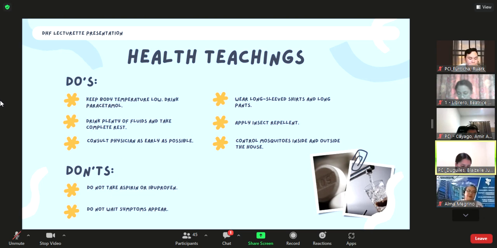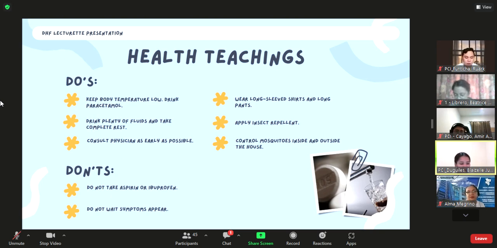For age less than 1 year old, we give 60 milligrams per dose. The tablet is 250 milligrams, so the dose to give is 1/4 of the tablet. Then for 1 year old to 4 years old, 60 to 120 milligrams per dose. The tablet is still 250 milligrams, so the dose to give is half of the tablet. Then for 5 years old and above, 240 milligrams per dose, so one tablet.